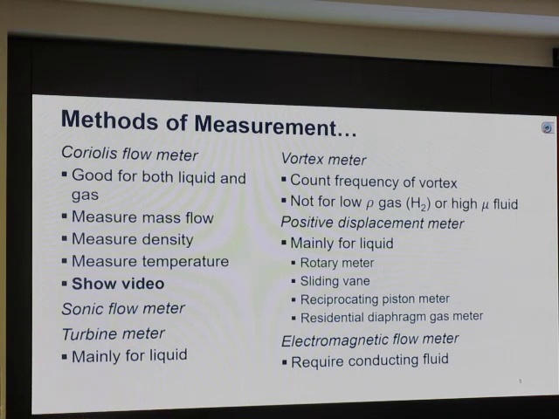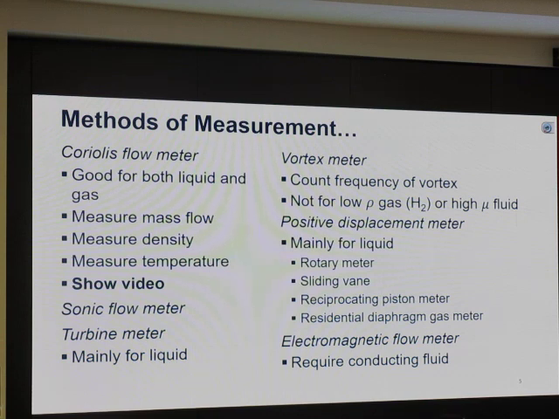Coriolis flow meter. I don't want to show too much video because it's boring. At least for you, right? You can. Are you going to promise me that you will not be sleepy or not talking too much when you show the video? Coriolis flow meter. I will show just the important part and tell you what to get.